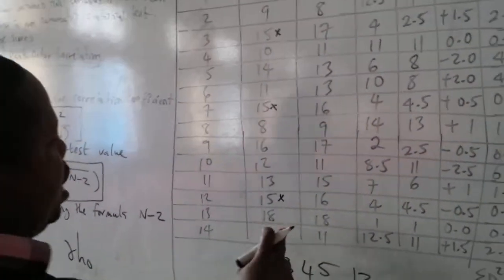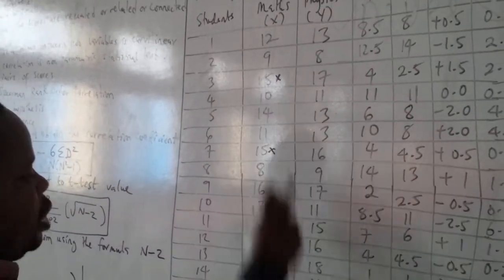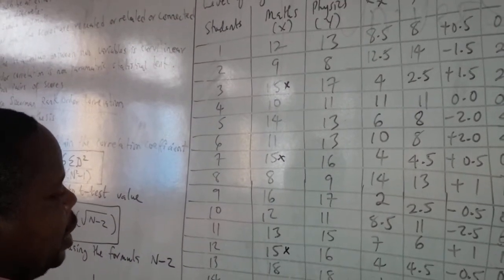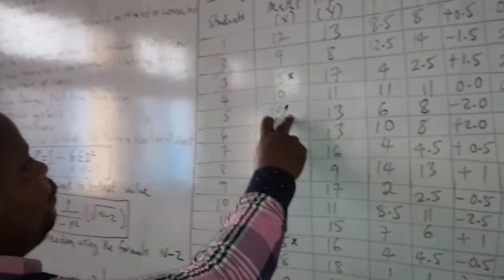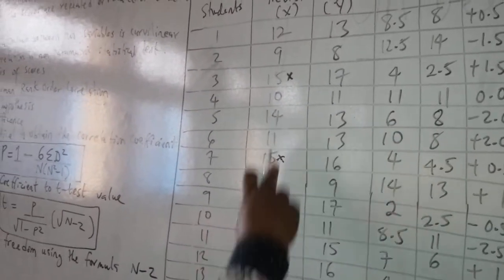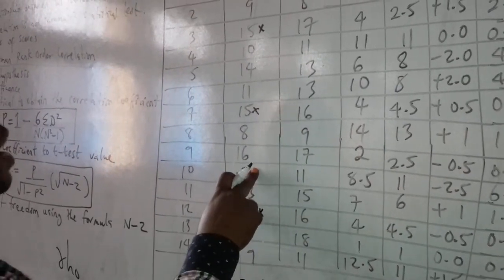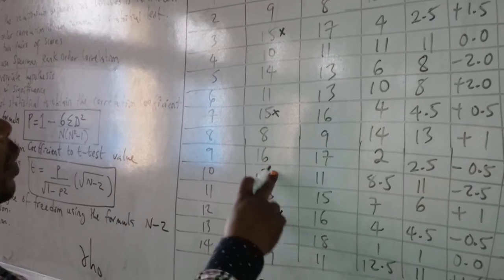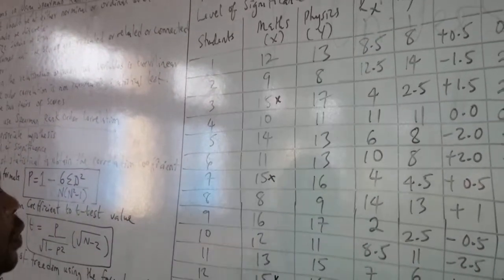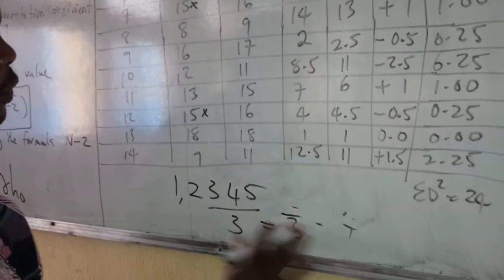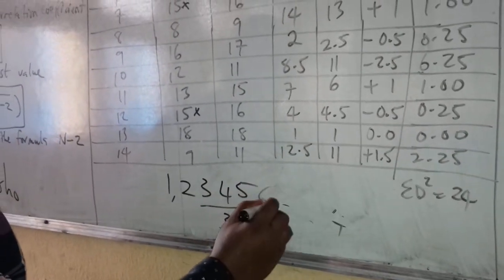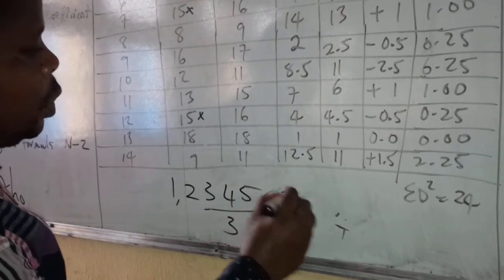Now after 15, the next one is 14. Because the 15 has taken 3rd, 4th, and 5th position, score 14 will now take 6th position. And after that, you have 13, 7th position. After that, you have 12. Incidentally, 12 occupies 2 slots. And so you also need to find out their position. We have taken 6 and 7, and so 12 is supposed to occupy 8th and 9th position.